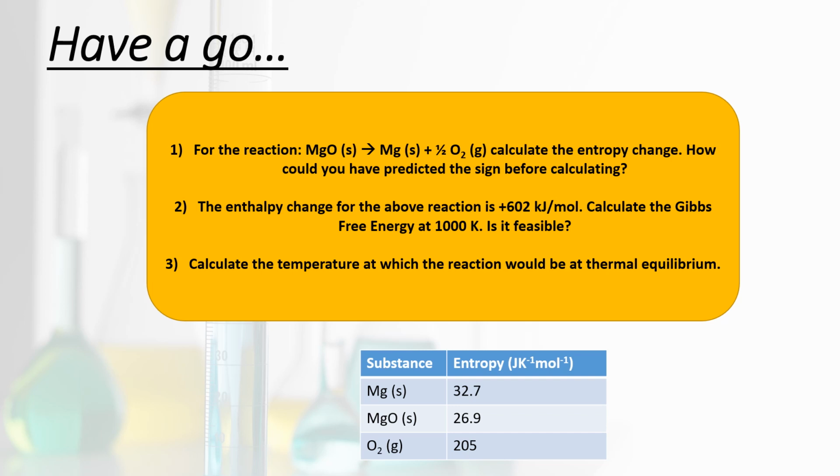So time to have a go at some questions here. We have this reaction that we can predict the entropy change for, then actually calculate it using numbers, and calculate the temperature at which it would be at thermal equilibrium. The data you need is at the bottom, so have a go, pause the video, and the answers will be on the next slide.